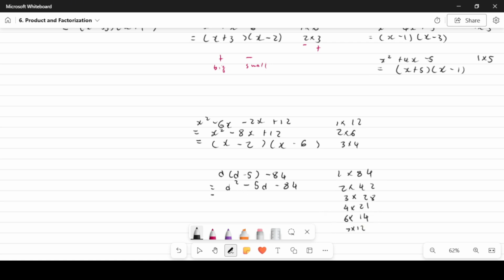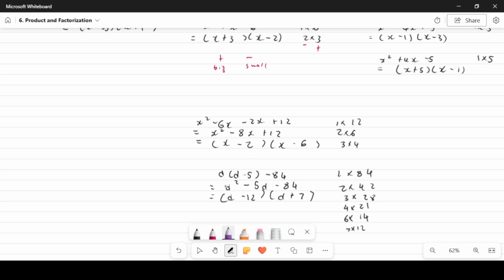Therefore, you'll have two brackets, d and d here. You have a negative last term, so it'll be a plus and a minus. And since you have a negative middle term, the minus will go on the bigger number. So it'll be minus 12, plus 7. And minus 12 plus 7 gives you minus 5. Now it's very important to remember that whenever you do these examples, you must always distribute back into the brackets and check if your answer is correct.